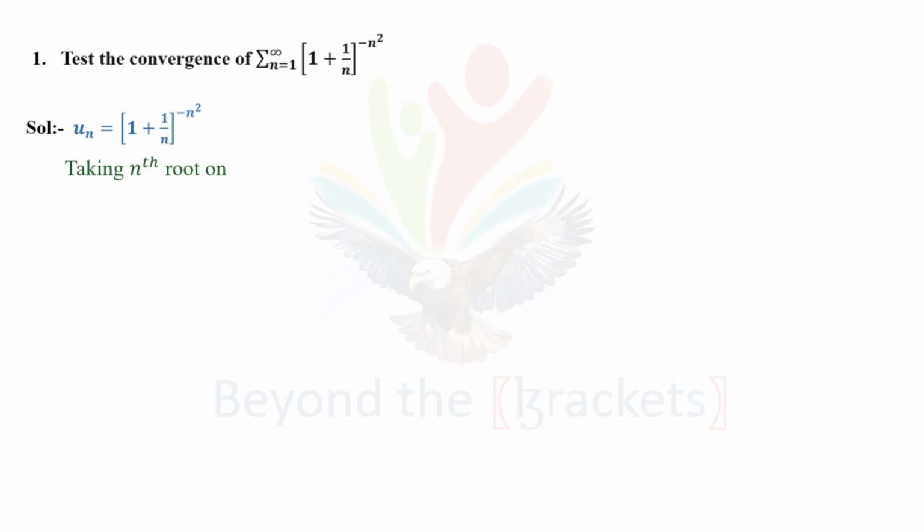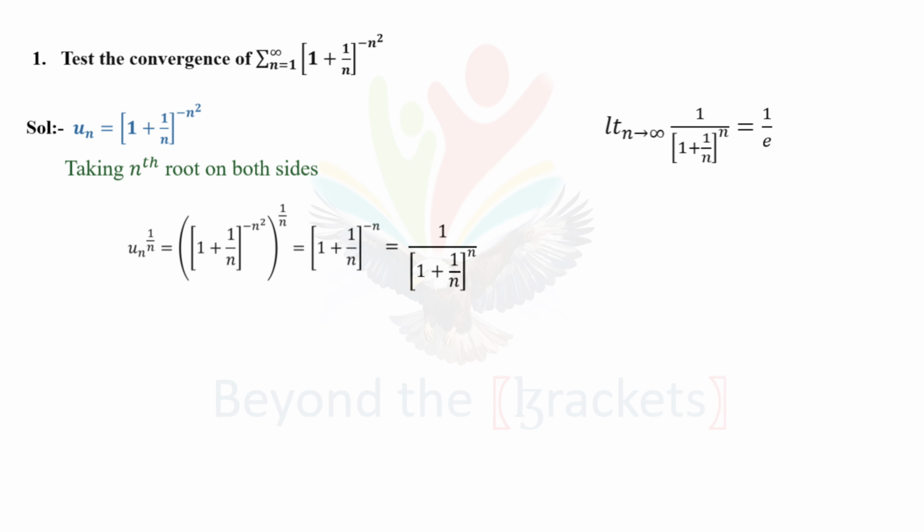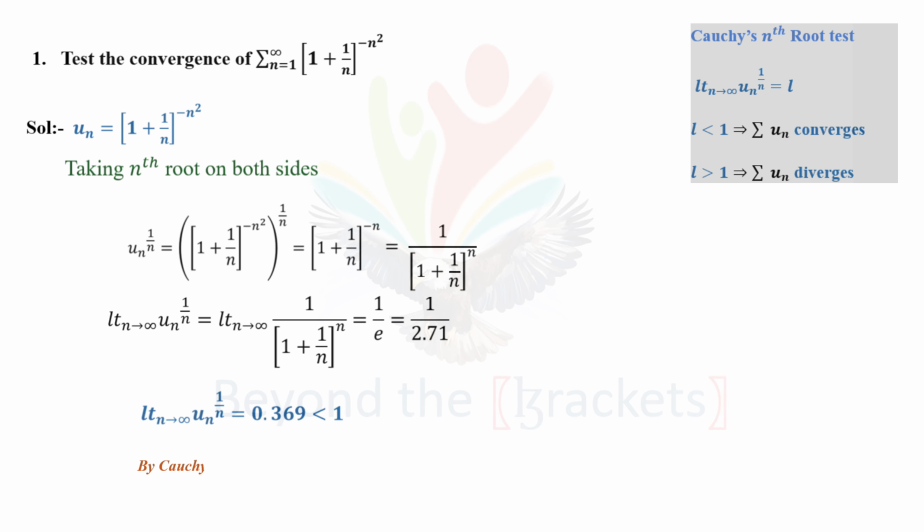Taking the nth root on both sides, we get u_n power 1 by n is equal to (1 plus 1 by n) power minus n. That is 1 by (1 plus 1 by n) power n. Applying limit as n tends to infinity, it simplifies to 1 by e, that is less than 1. So by the root test, the given series is convergent.